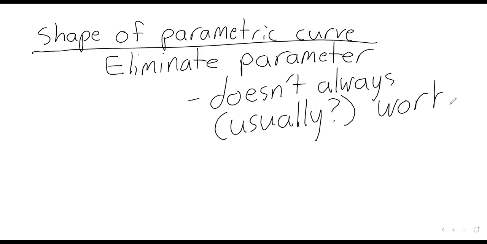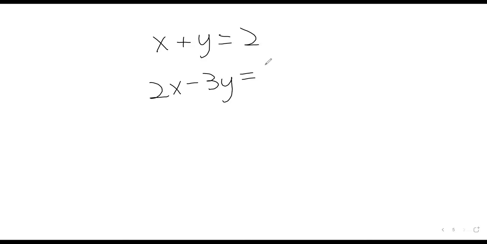I'm not even sure that I'd go so far as to say it usually works. It requires us to have some pretty simple functions for eliminating the parameter to work. The trick of eliminating the parameter might be basically familiar to you if you ever learned to solve 2 by 2 systems of equations. If you haven't, that's fine, and you don't need to learn it now.